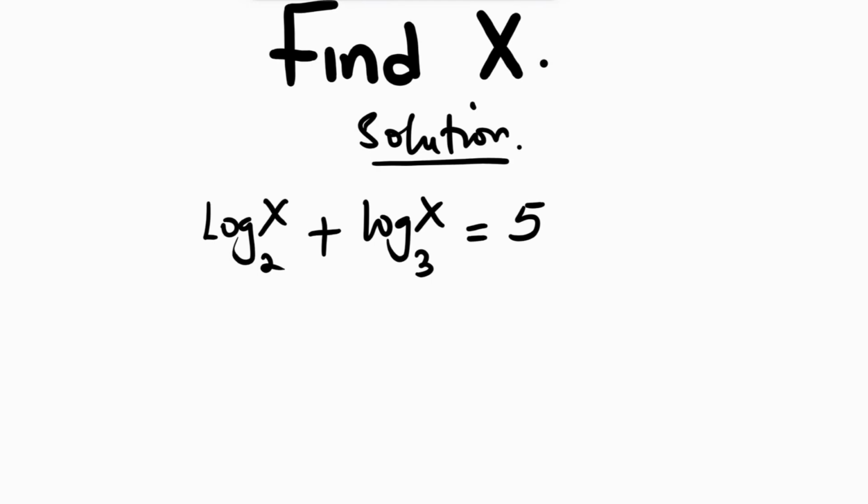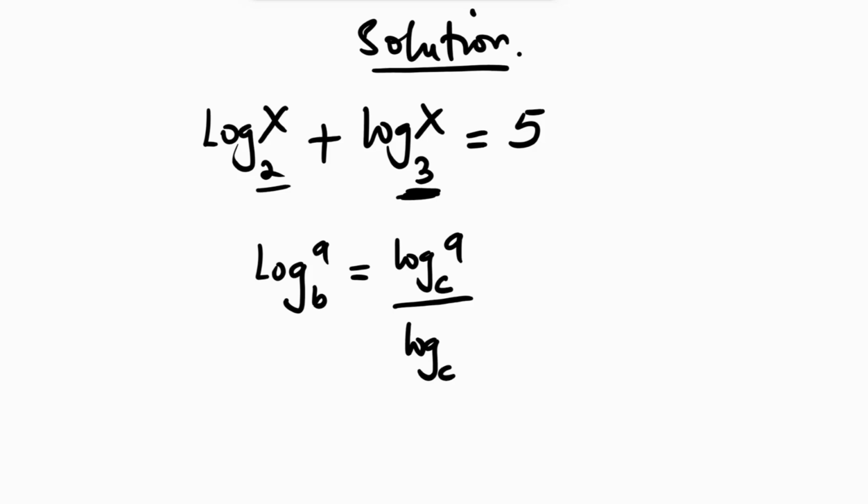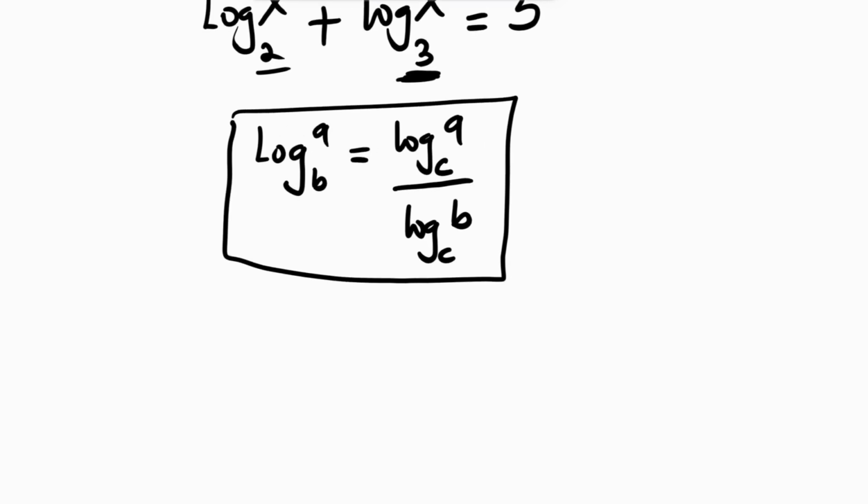Now we see we have different bases, so let us convert log of x base 3 to base 2. So we'll follow the log formula that states that log of a base b, and we're trying to convert it to base c, becomes log of a base c over log of b base c. So this is our formula.